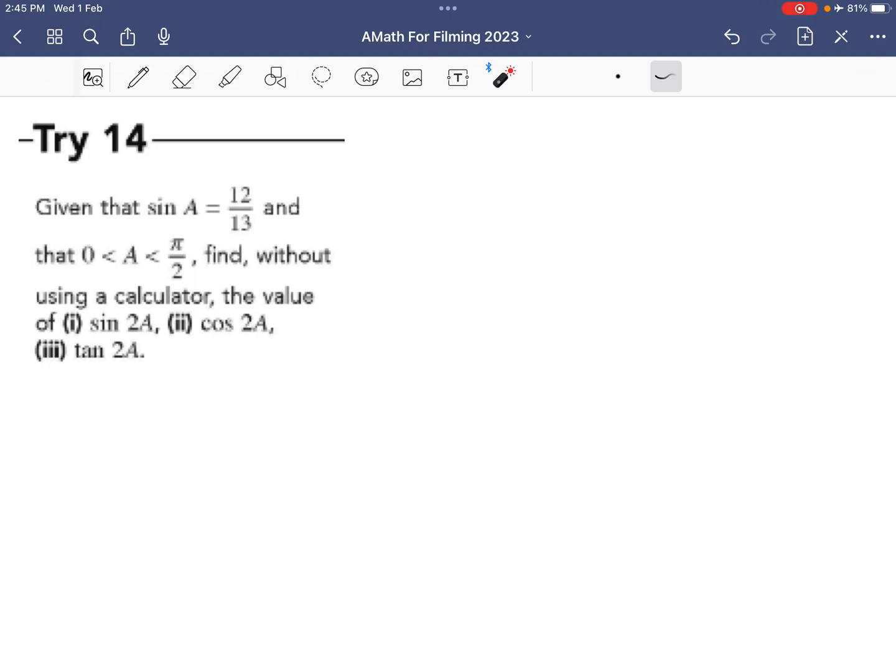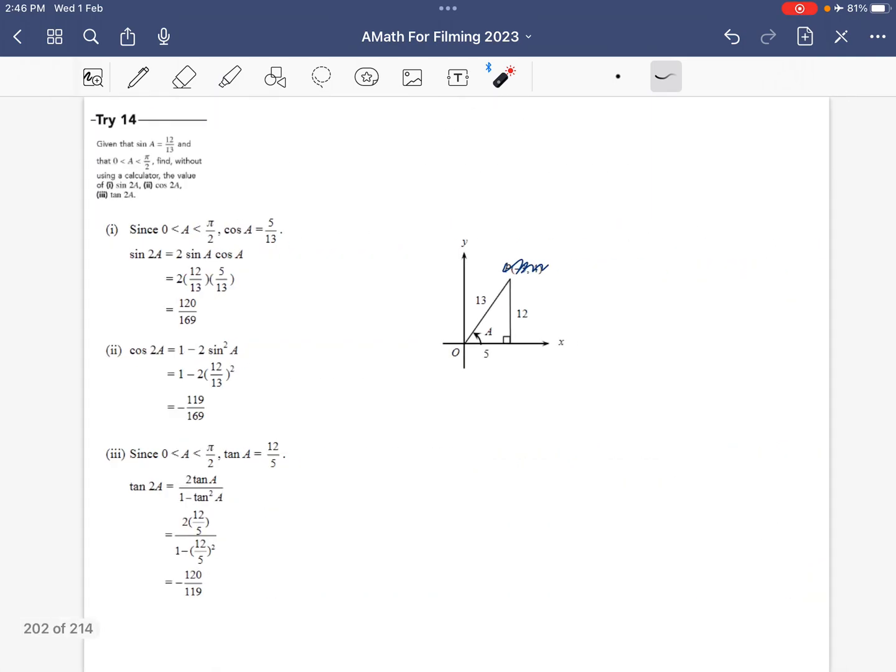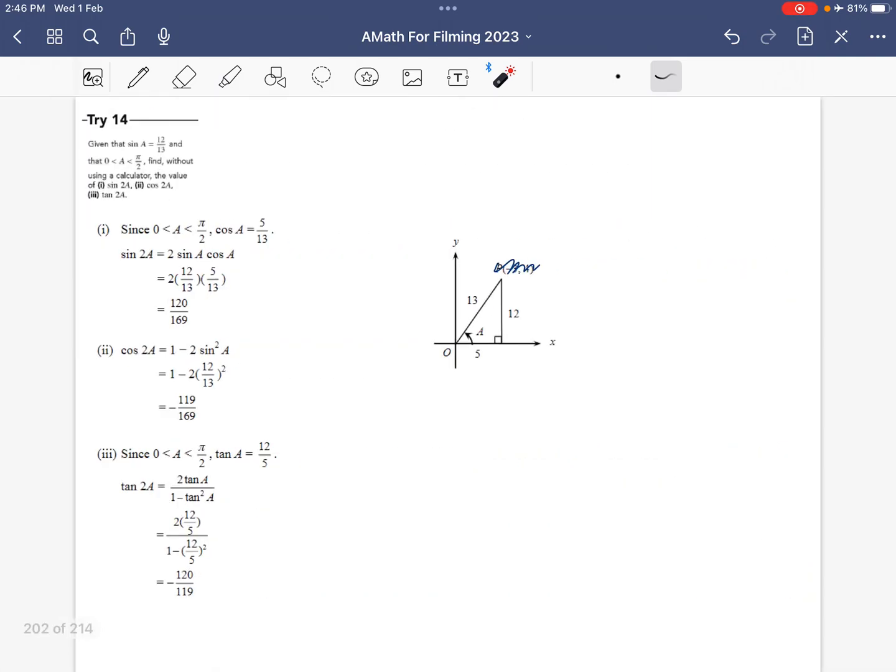Do spend some time to attempt try 14 and we will go through the answers in 3, 2, 1, let's go.